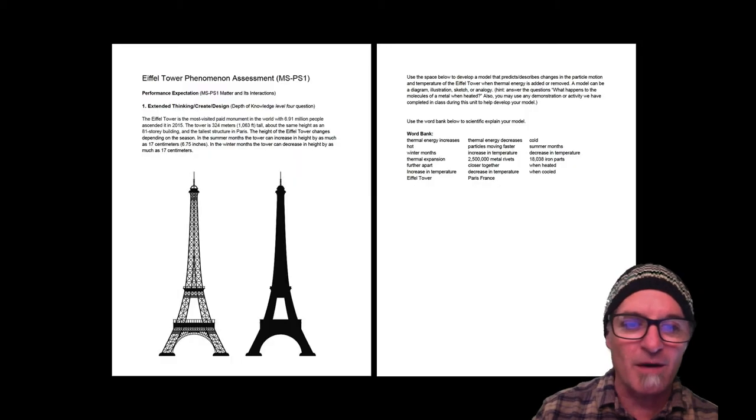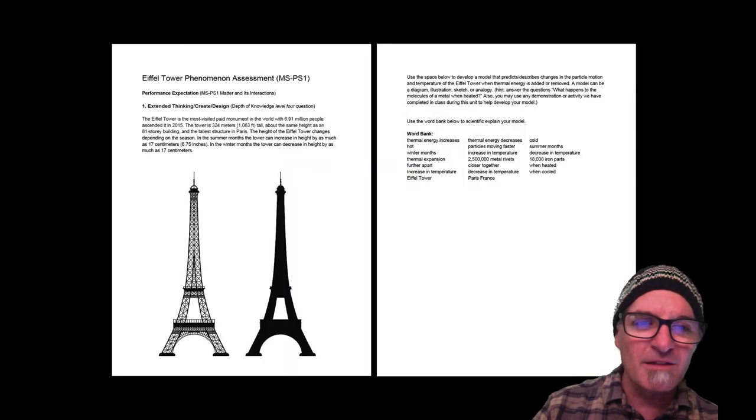So we've picked the assessment. And then from the performance expectation, we've chosen a phenomenon. It's the Eiffel Tower, the thermal expansion of the Eiffel Tower. And then now I've created this assessment here.